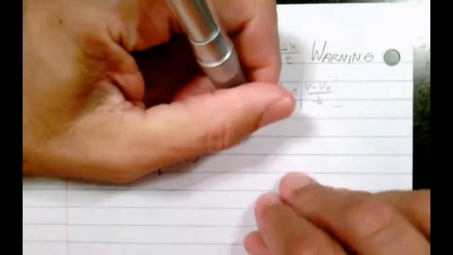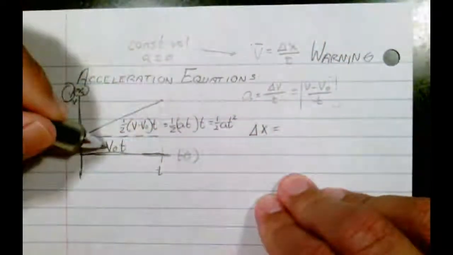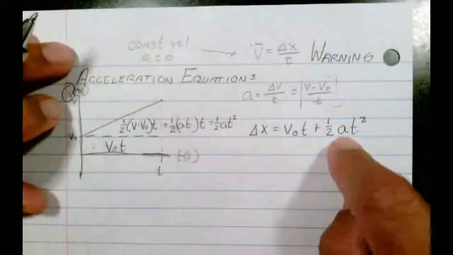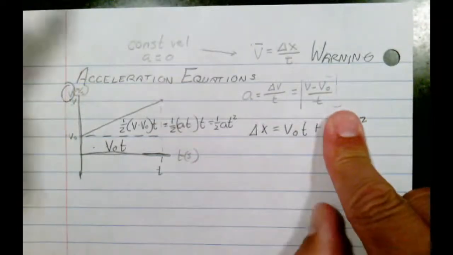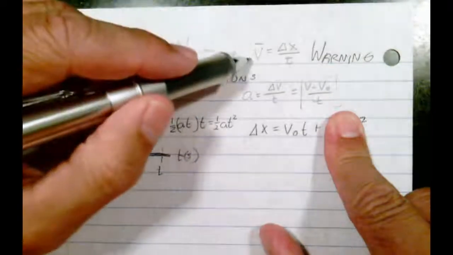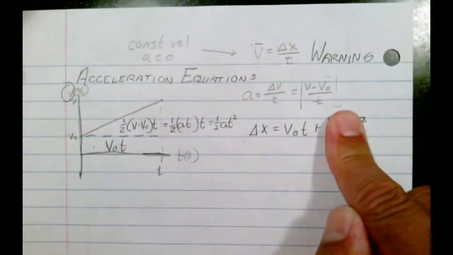Okay, and so this gives us the first equation. We use this quite a bit. Delta x equals V0t plus 1/2 at squared. Once again, if the acceleration is 0, that term goes away, and you just end up with the velocity equals delta x over t, because it's a constant velocity. That means the average is that constant number.